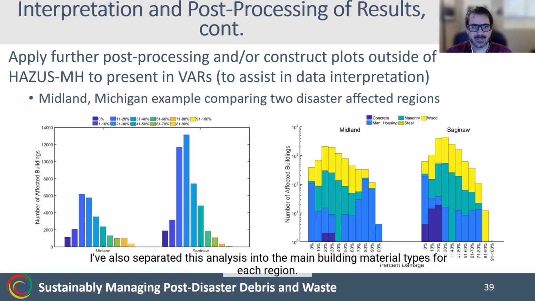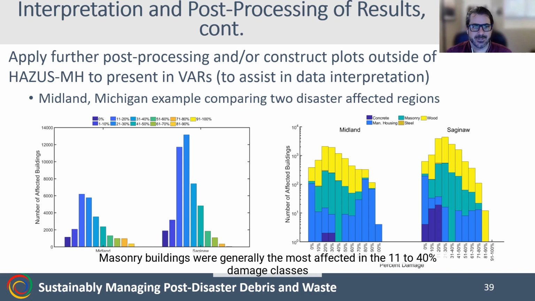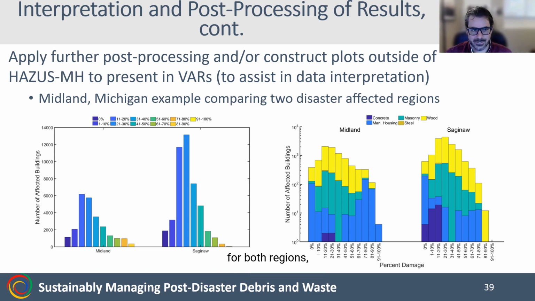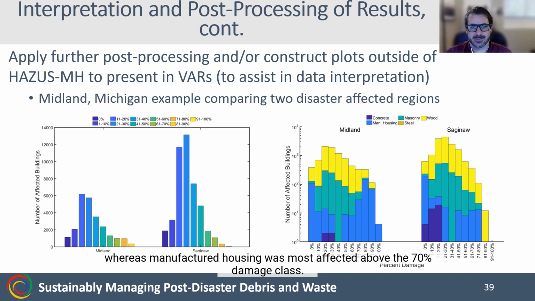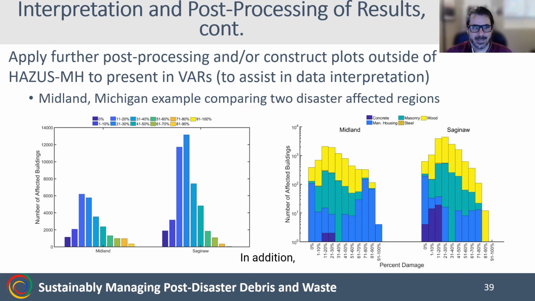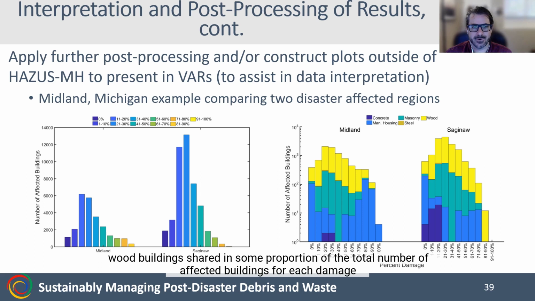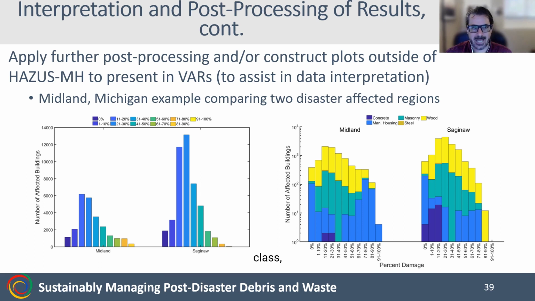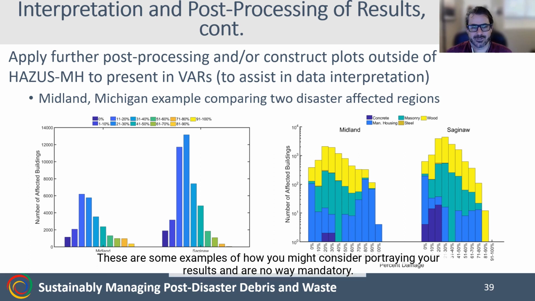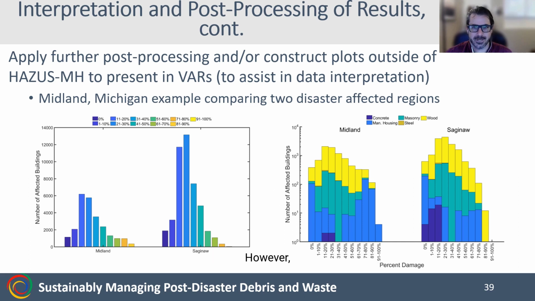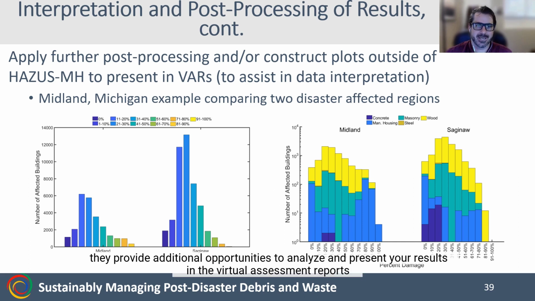In the second figure, I've also separated this analysis into the main building material types for each region. Masonry buildings were generally most affected in the 11 to 40% damage classes for both regions, whereas manufactured housing was most affected above the 70% damage class. In addition, wood buildings shared in some proportion of the total number of affected buildings for each damage class, particularly for the Saginaw region at higher damage levels. These are some examples of how you might consider portraying your results and are in no way mandatory. However, they provide additional opportunities to analyze and present your results in the virtual assessment reports.